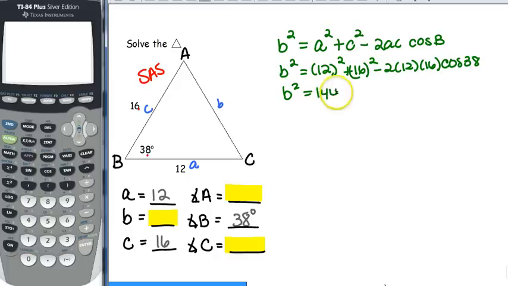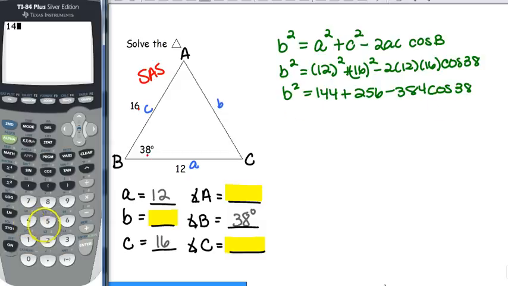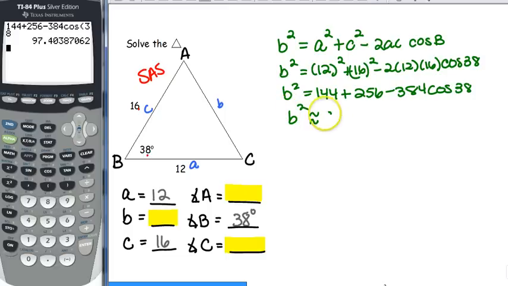You could go from here. 12 squared is 144. 16 squared is 256. 2 times 12 times 16 is 384. Cosine of angle 38. 144 plus 256. We can enter all of this into our calculator, making sure that our calculator is in degree mode, since we are taking the cosine of a degree measurement, minus 384 cosine of 38. And this is telling us that our B squared is about 97.404.